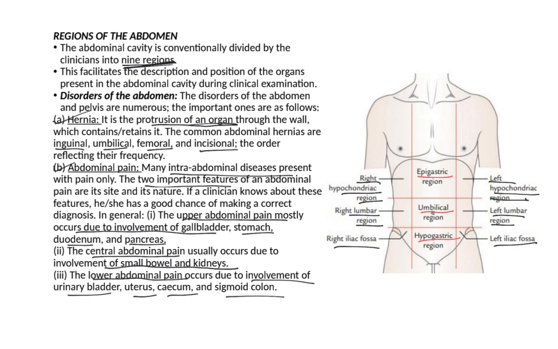So remember that upper abdominal pain is usually due to the involvement of gallbladder or stomach or duodenum or pancreas. Central area due to small bowel, that is small intestine and kidneys, and the lower abdominal pain due to the involvement of urinary bladder or uterus in case of females, cecum and sigmoid colon.